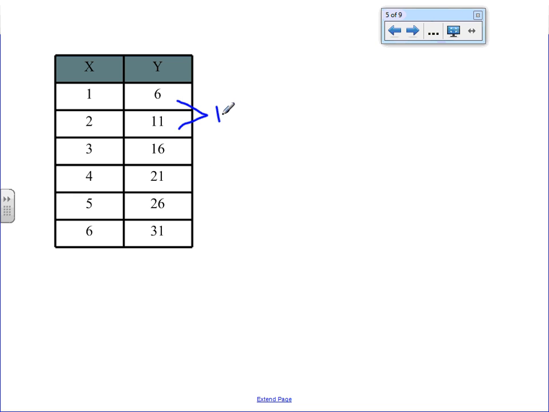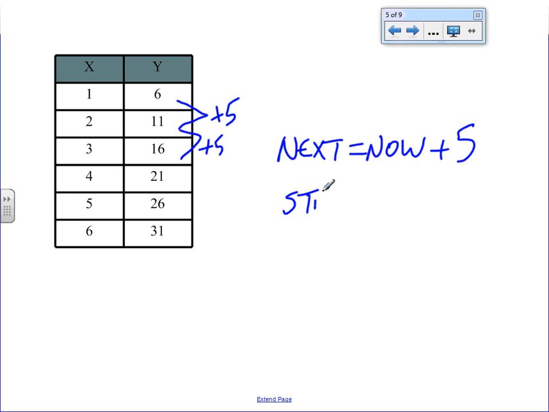Now, this one. What's the pattern? You want to always mentally just make sure that there's not some sort of tricky thing going on where it's a step function or something else. So next equals now plus 5.